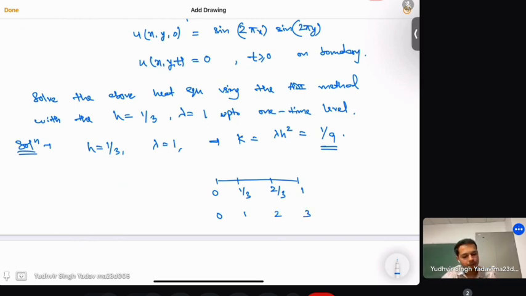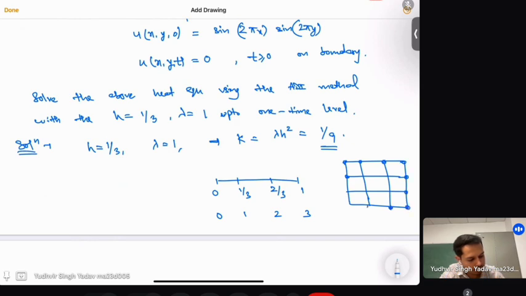Also, the boundary condition is that on the boundary it is 0 at all boundary points. So, more generally, you will have this kind of grid. These are the boundary points. So at the boundary u is 0 here, 0 here, 0 here. All these points that are on the boundary, u is 0. So the only points that need to be found are these ones.